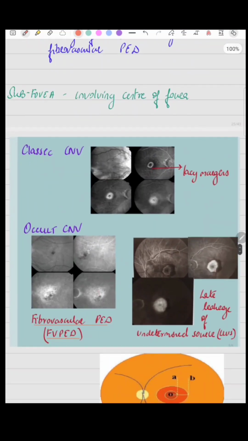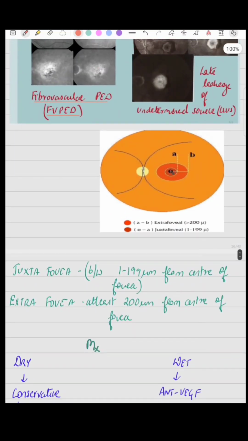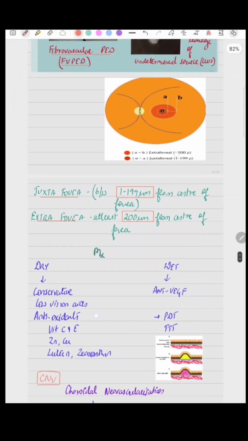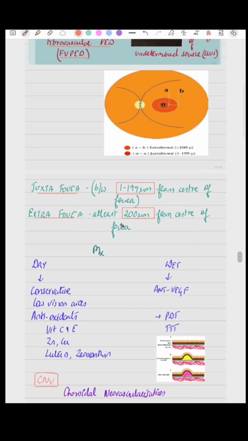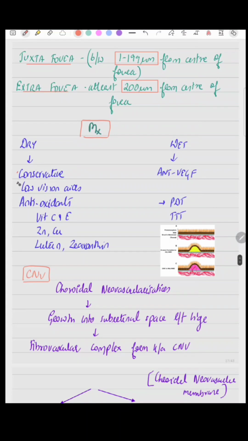Then another classification is that it can be subfoveal, that is involving the center of the fovea, or juxtafoveal, that is between 1 to 199 micrometers from the center of the fovea, or extrafoveal, that is at least 200 micrometers from the center of the fovea. Management of dry ARMD is mostly conservative: low vision aids, and antioxidants such as vitamin C and E, zinc, copper, lutein and zeaxanthin. In wet ARMD, the first choice is anti-VEGF, followed, if not improving, by photodynamic therapy and transpupillary thermotherapy.